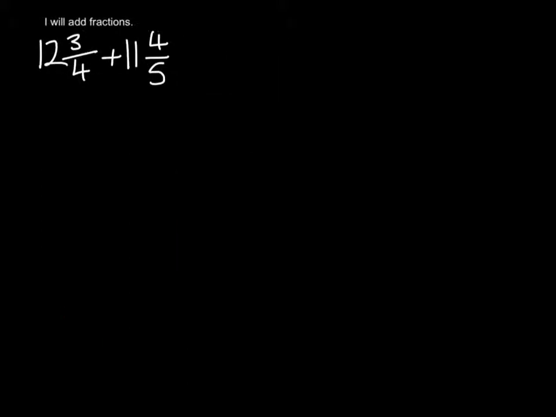In the next example, I'm going to do 12 3/4 add 11 4/5. So in exactly the same way as I did previously, I'm going to work out a common multiple of 3/4 and a common multiple of 4/5. Okay, I know that if I do 4 times by 5 I get 20, so I'm going to work out 20ths.